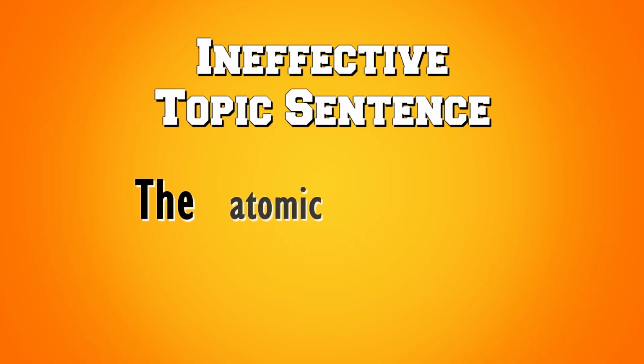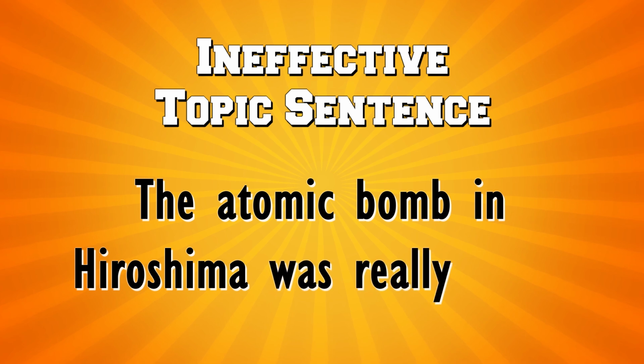1. Topic sentences should not state vague opinions. So don't write, "The atomic bomb in Hiroshima was really scary." Really scary is a vague opinion. We want our topic sentence to be more solid than that.